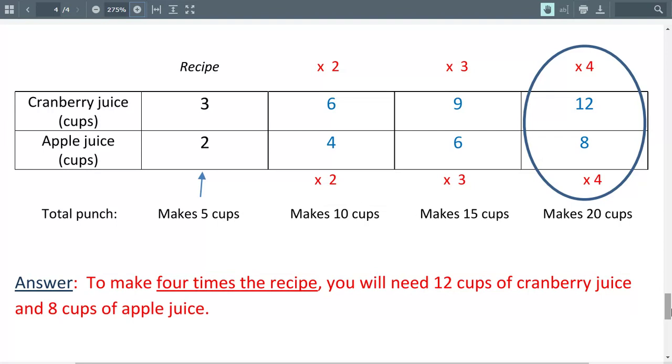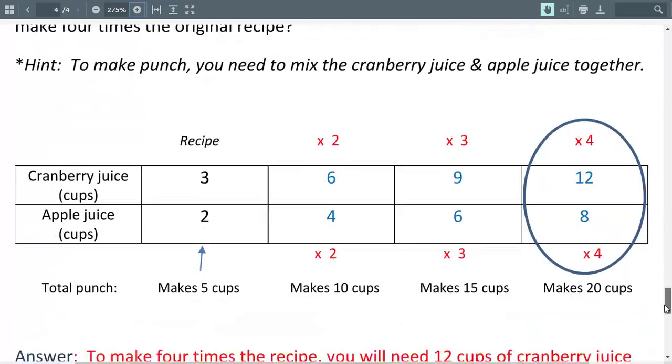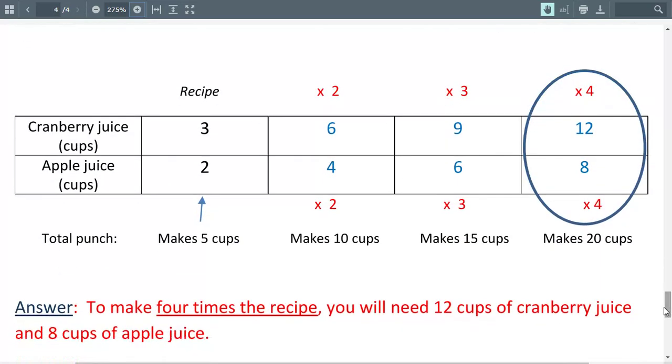Now, I did not have to make a table. I could have just made equivalent ratios just like I did with the cats and dogs, but I did want to show you how I could also create a table. You can pause, watch this again, and make your own notes, or you can move on to the classwork problem.